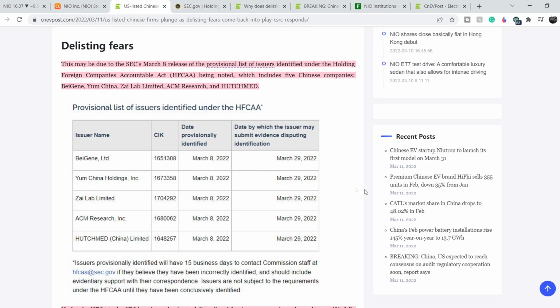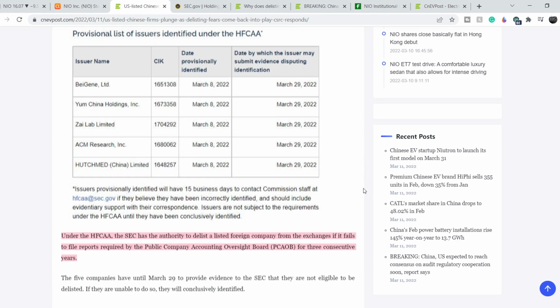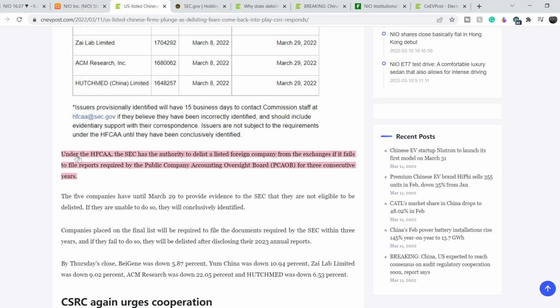But it was the first step of delisting these companies, and let me go to this. Under the HFCAA, the SEC has the authority to delist foreign companies from the exchanges if they fail to file reports required by the Public Company Accounting Oversight Board, PCAOB, for 3 consecutive years. So these companies didn't provide the financial information to the SEC, and that's why they might be delisted in 3 years.